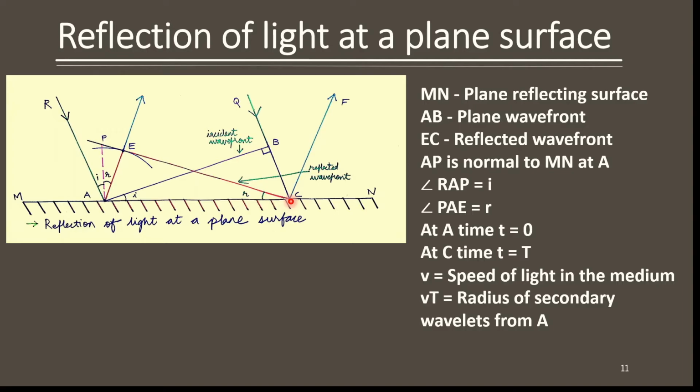Now, if we draw the hemispheres with these radii, then the surface touching all these hemispheres is EC, which is the reflected wavefront. The reflected wavefront is the envelope of all these secondary wavelets. EC is the common tangent to all these reflected wavelets between points A and C. AE and CF are reflected rays.